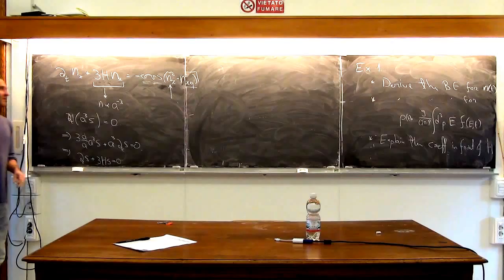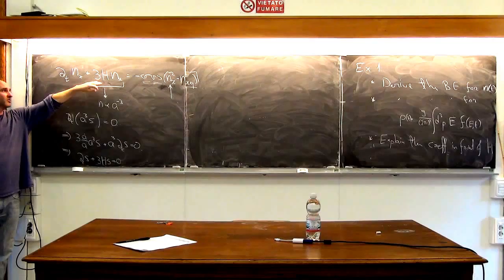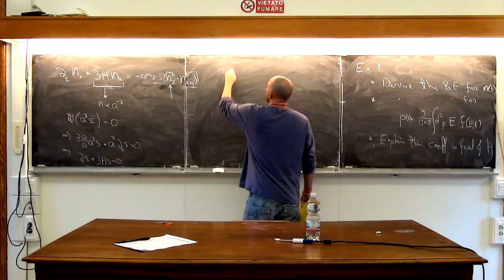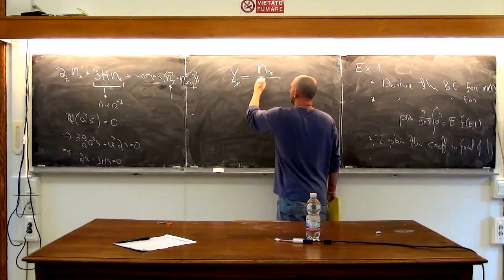So if you want to get rid of this term, if you want to ignore the change in the number density due to the volume expansion, the change in the volume, it's very advantageous to look at a so-called y, which is n normalized to the entropy density. This is a dimensionless parameter that we're going to use.